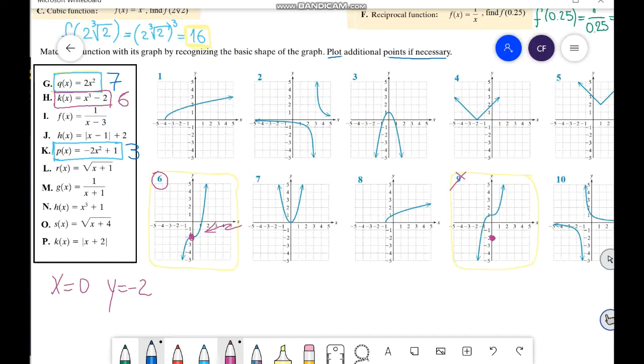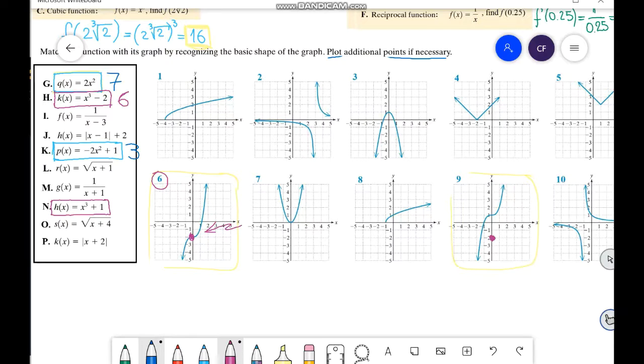Now we have 9, which is not the right answer for this one, but it's going to be a cubic function. So let's find the other cubic function on this list. The other cubic function is letter n. Yeah, letter n is another cubic function.